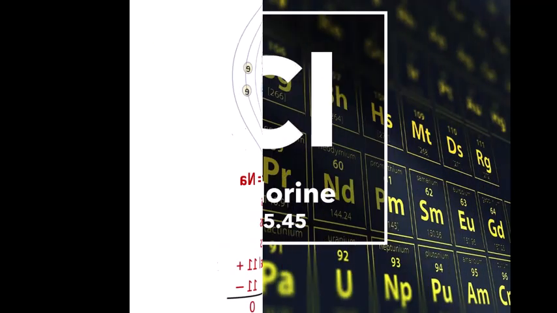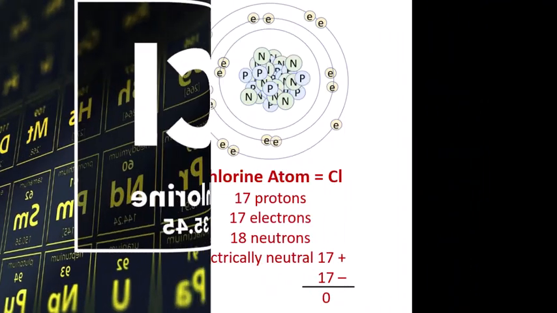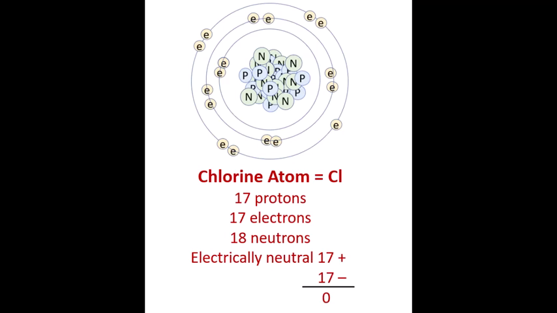Now pause again and try that for chlorine. Atomic number 17, atomic mass 35. Do you have 17 protons and 18 neutrons in the nucleus and 17 electrons outside? The first 2 electrons should be in the first orbit, the next 8 in the second orbit, and the leftover 7 in the third orbit.